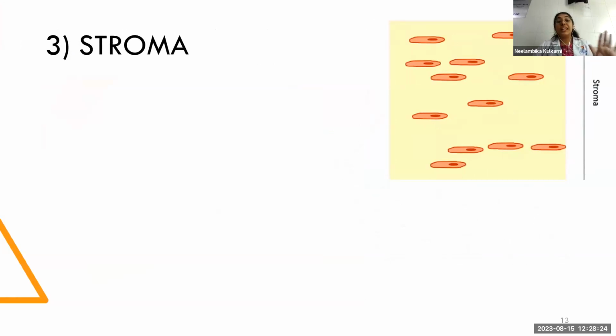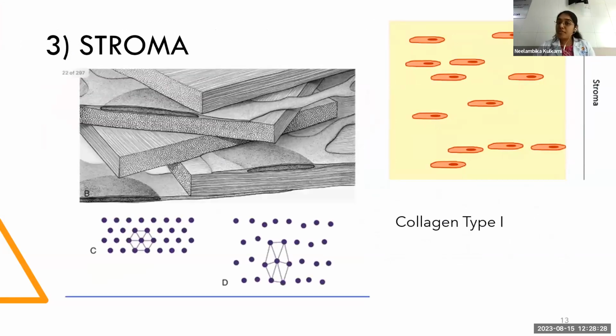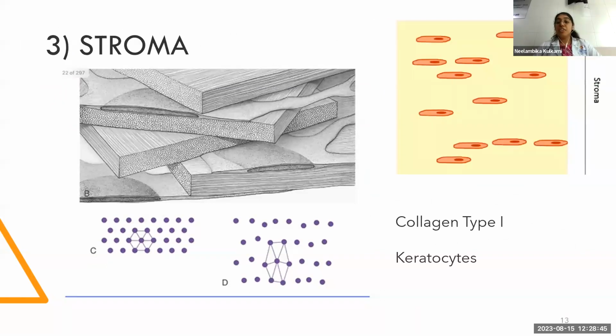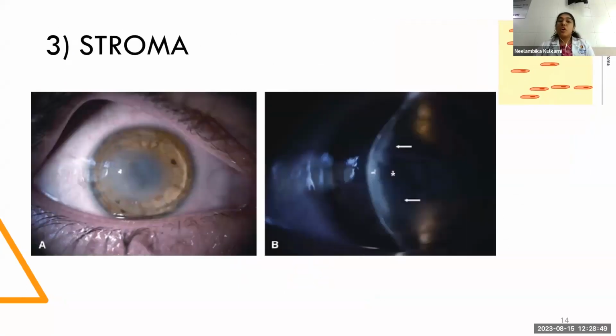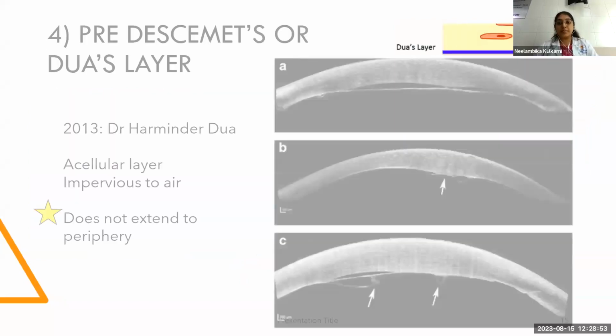Coming to the stroma, which is 90% of the thickness of the cornea, it is mainly composed of collagen type 1 fibers as well as cells like keratocytes. There is a parallel lattice-like regular arrangement of these fibers. The diameters of these collagen fibers and the distance between them are regular and spaced less than half the wavelength of light, which contributes to the transparency. So in corneal edema, the distance increases, thus leading to loss of transparency.